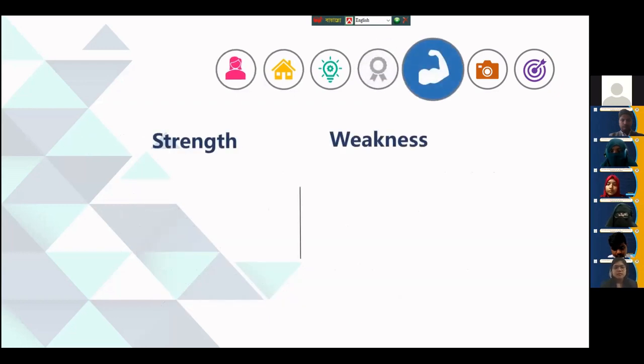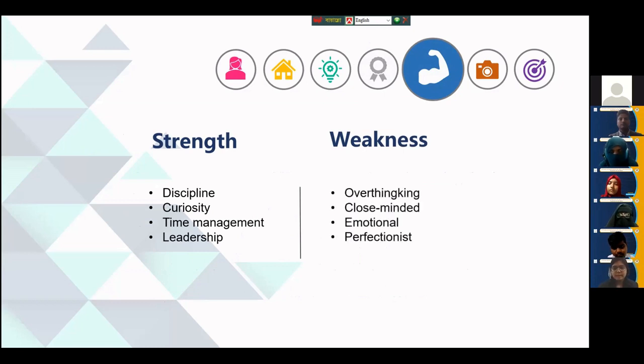My strengths and weaknesses. My strength is that I am a very disciplined and organized person. My strength is my curiosity for learning new things. My strength is my time management and leadership. I have managed several events under my leadership. My weaknesses: I am an overthinker, close-minded, emotional, and a perfectionist.